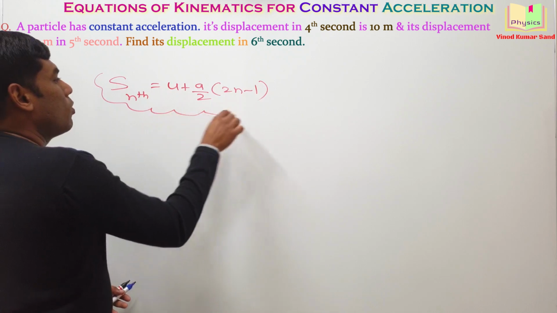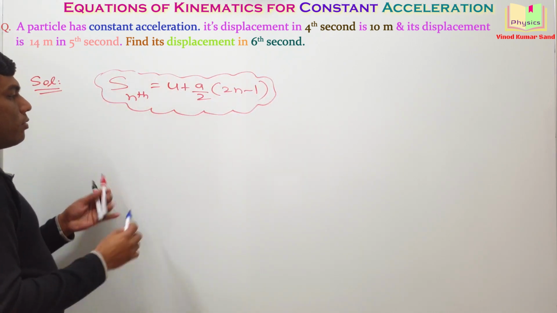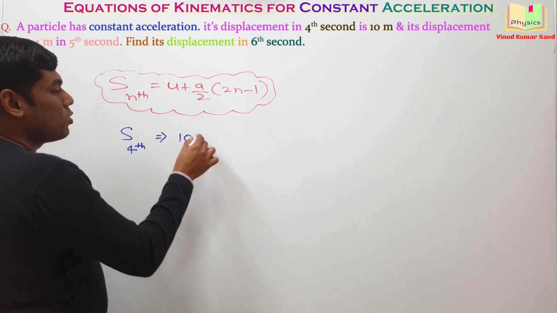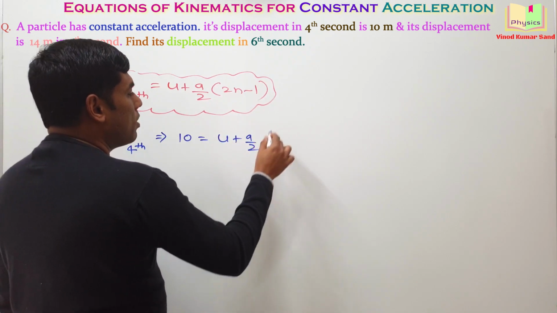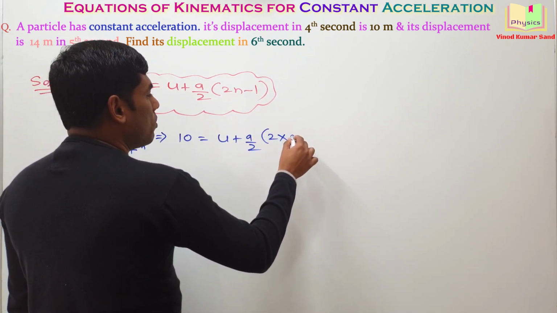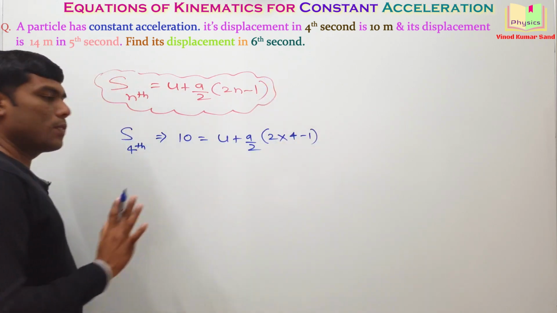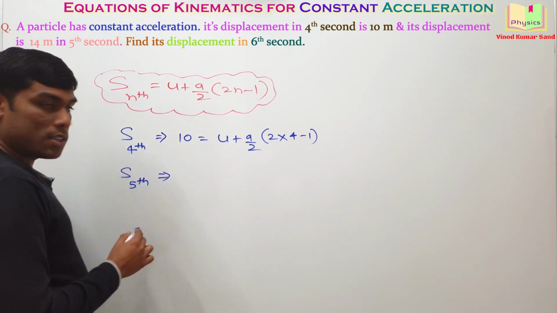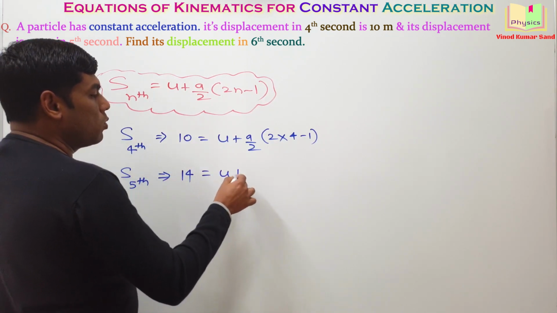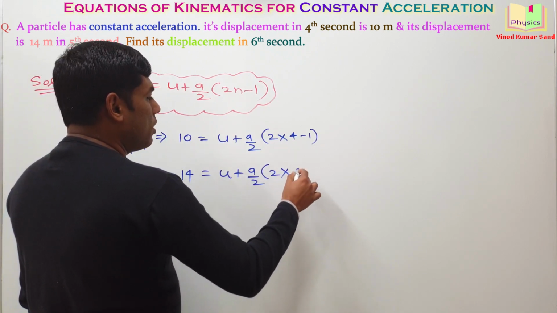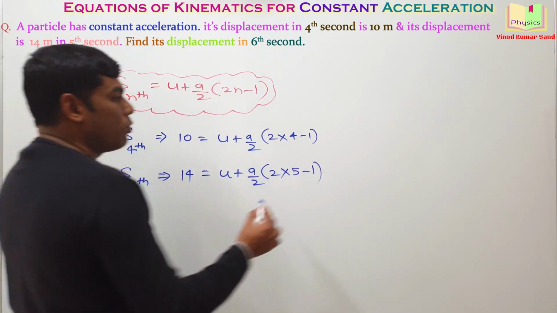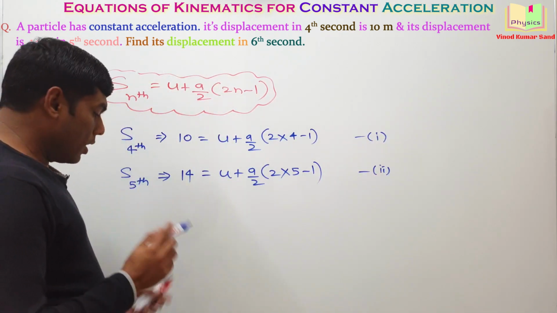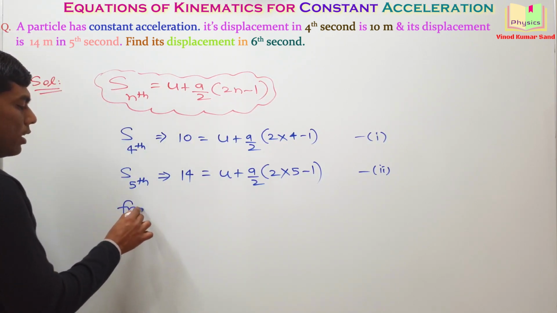Now, we know that displacement in the 4th second is given to us as 10 meter. So 10 is equal to u plus a by 2 (2 into 4 minus 1). Clear? Then we know the displacement in 5th second is given to us as 14 meter, which is equal to u plus a by 2 (2 into 5 minus 1). We'll call it equation number 1 and this is equation number 2.